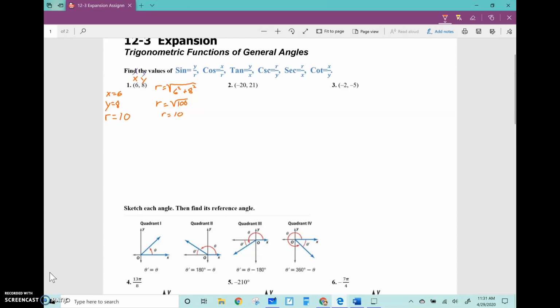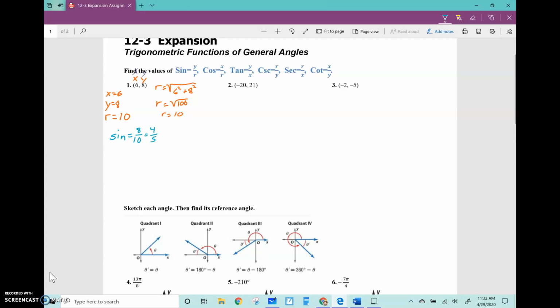So I'm going to do a couple examples. I'll do sine. Sine's going to equal y over r. So I've got 8 over 10. And that's going to simplify to 4 over 5.